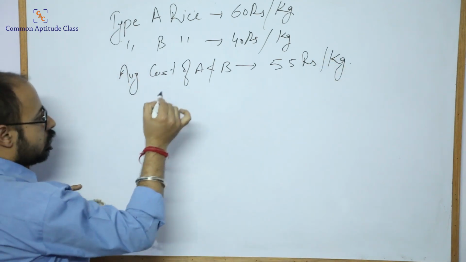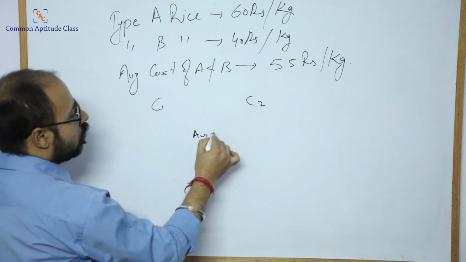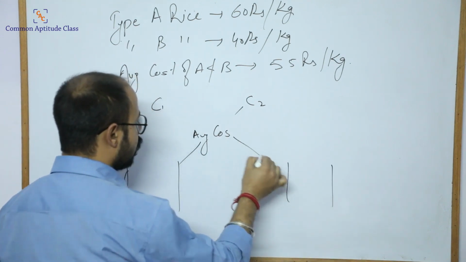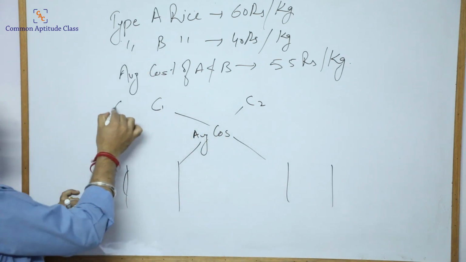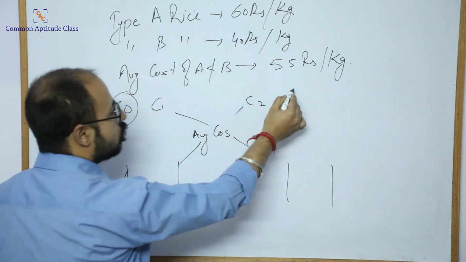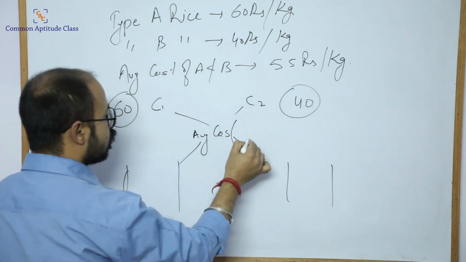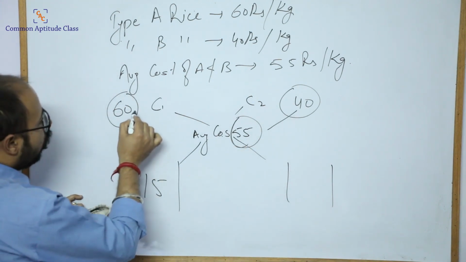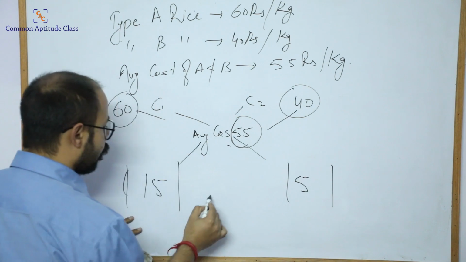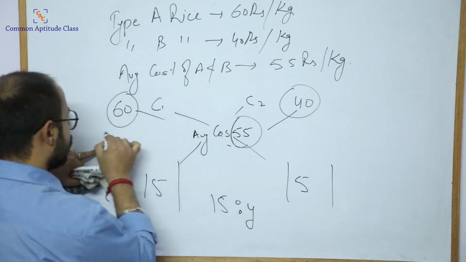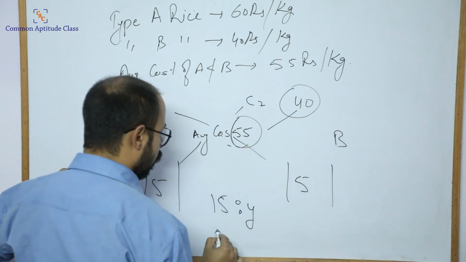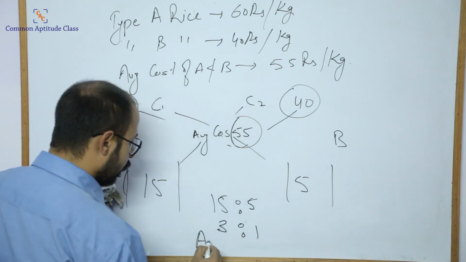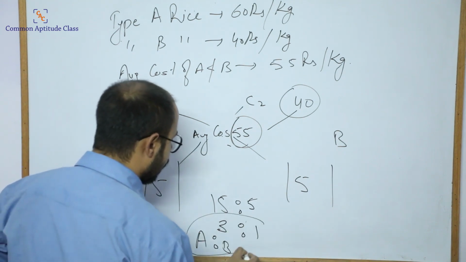So what was the shortcut? Cost 1, cost 2, average cost, then take the difference with the mod sign and solve it. Cost 1 is 60, cost 2 is 40, the average cost is 55. Take the difference: 15 and 5. So 15 ratio 5, this is A, this is B. So 3:1, A:B. This is the desired answer.